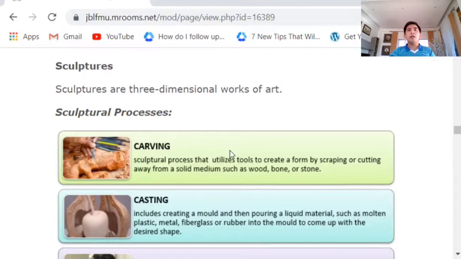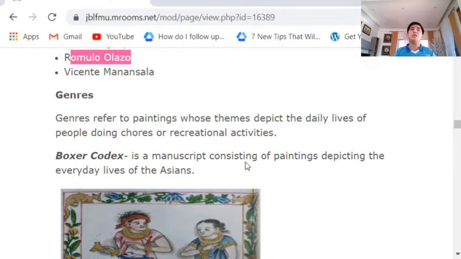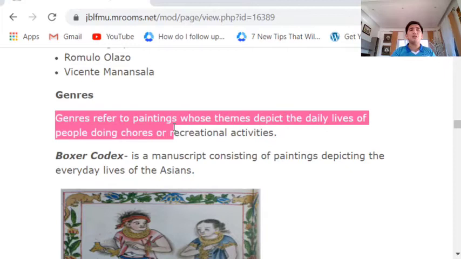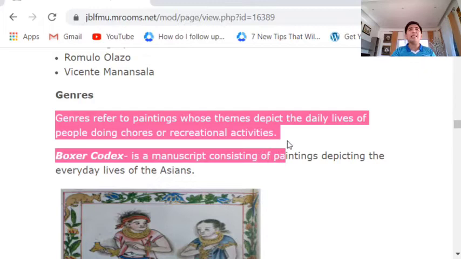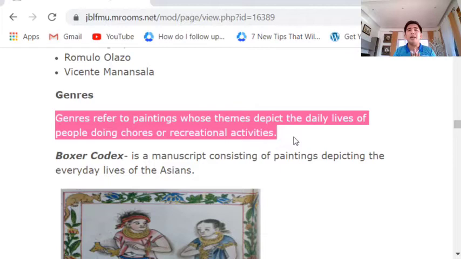Now, another type of theme in painting usually deals with genre. So what is genre in painting? Genre refers to paintings whose themes depict the daily lives of people doing chores or recreational activities. It shows the daily lives of people, right? What they do, their movements, actions, lives, and livelihood in everyday living.